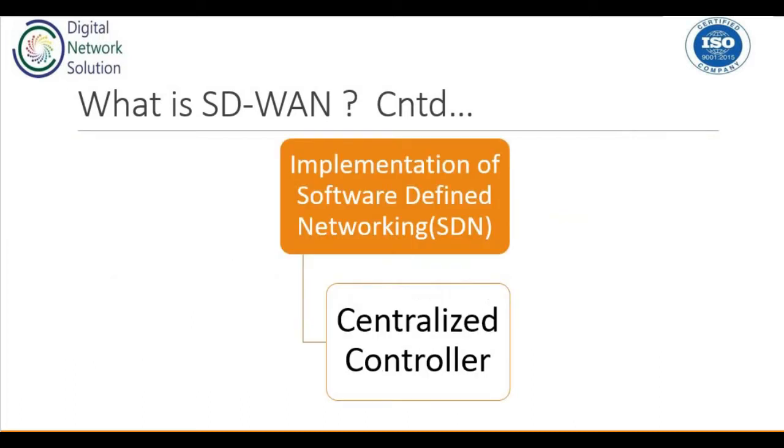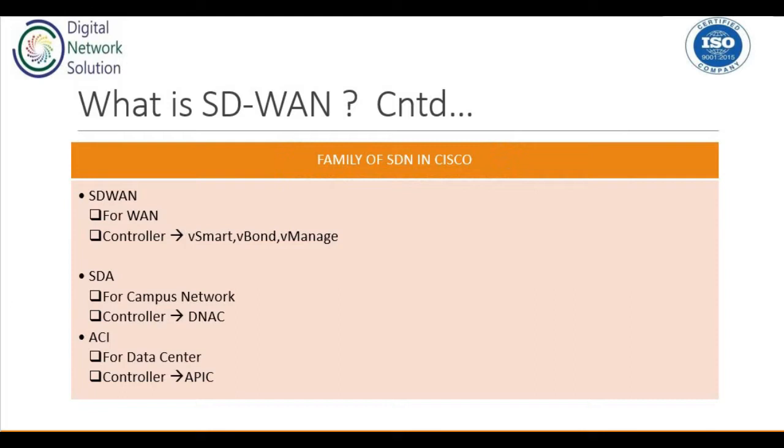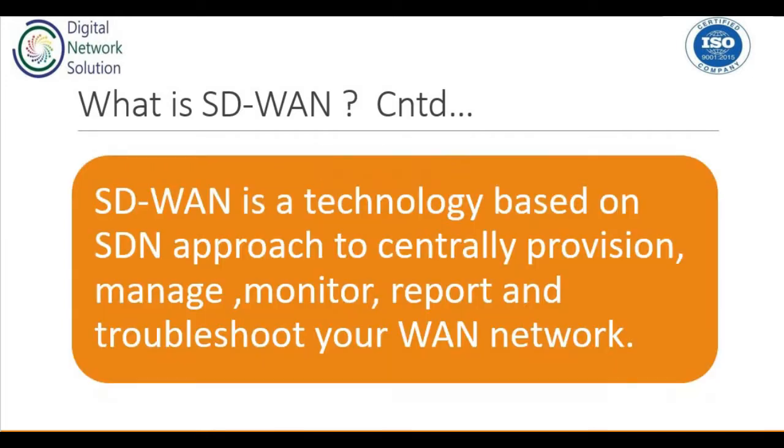SDN stands for Software Defined Networking and it is an approach of network management in which we have a centralized controller. This allows for the easier and dynamic configuration of our network, provisioning and monitoring of our network. Some of the family of SDN in Cisco are SD-WAN for Wide Area Network, SDA for Campus Network, and ACI for Data Center. We are going to focus our today's video on Cisco SD-WAN, which has three main controllers which are vBond, vManage, and vSmart.